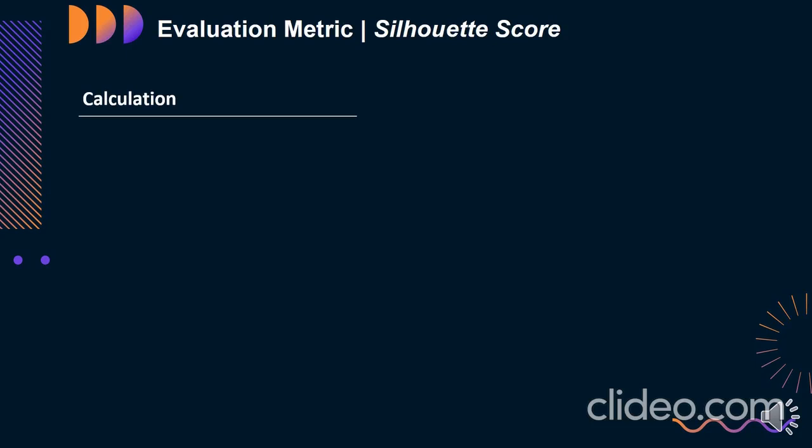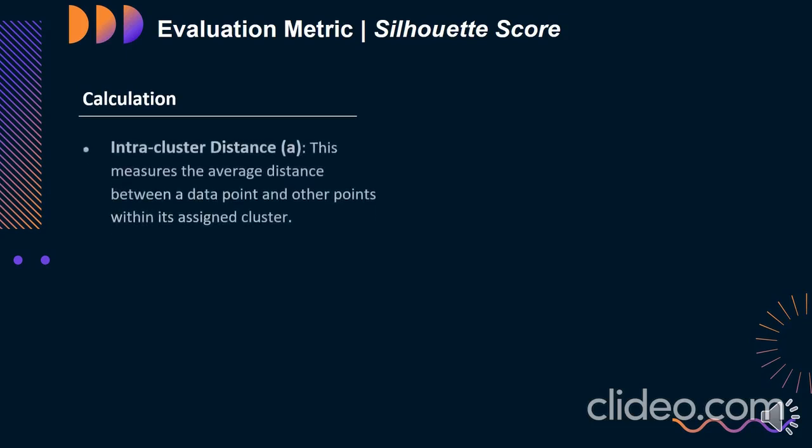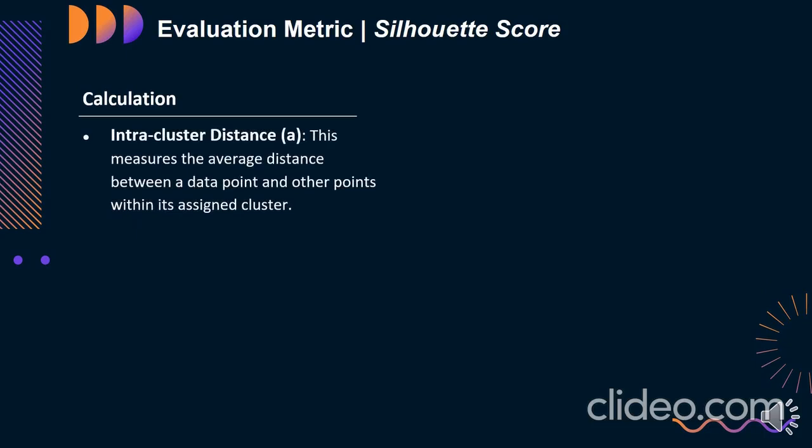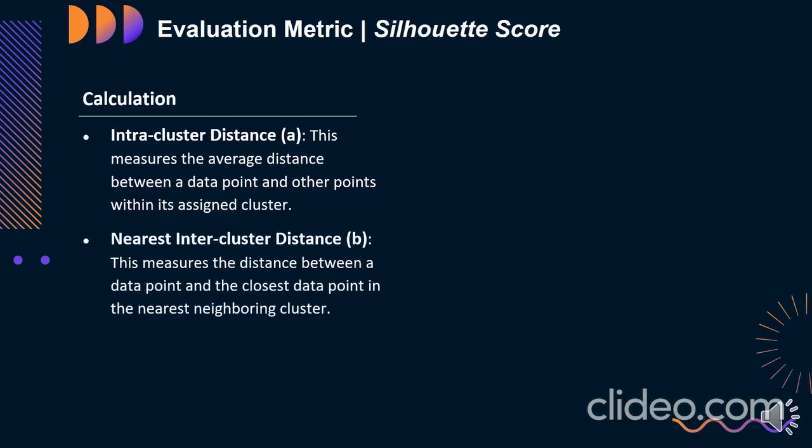Silhouette score is the evaluation criteria for any clustering approach, including hierarchical clustering. Its calculation is as follows. Intra-cluster distance A measures the average distance between data points within a cluster. Nearest inter-cluster distance B measures the distance between a data point and the closest data point in the nearest neighboring cluster. Silhouette coefficient is calculated as B minus A divided by max of A or B.